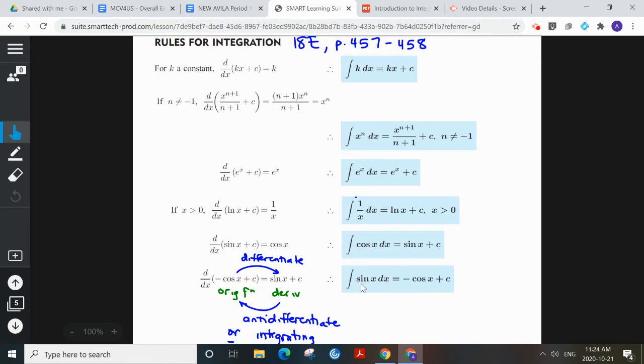And if I want to end up with sine x as the derivative, I need to start with negative cosine x plus c, because the derivative of cosine x is negative sine x, and I multiply by negative 1 to get a positive sine x. To go from this to here, I need to differentiate. To go from this function back to the original function, I need to anti-differentiate.